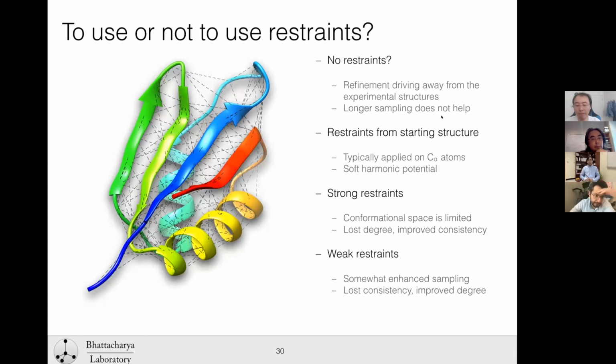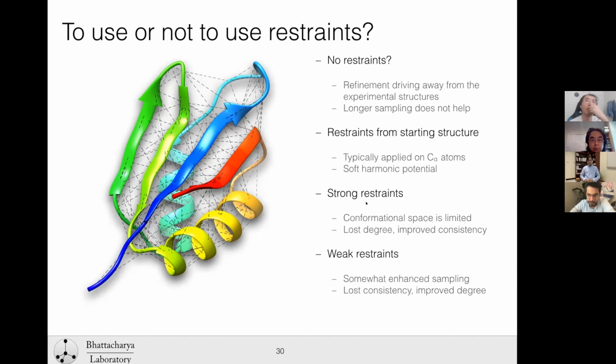So popular refinement methods apply restraints which are derived from the starting structures for constraining the conformational space. These restraints are typically applied on the C alpha atoms using soft harmonic potentials on each C alpha atom. The idea, as shown in the figure here, is to restrain the conformational space by applying these constraints on the structures in order to not move too far away from the starting structure. Now, of course, this leads to a trade-off.